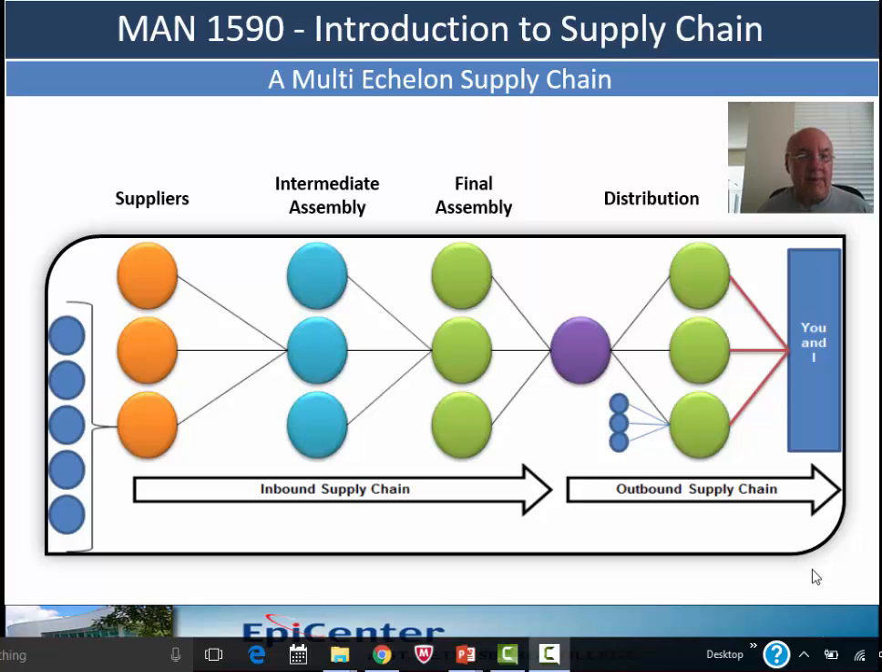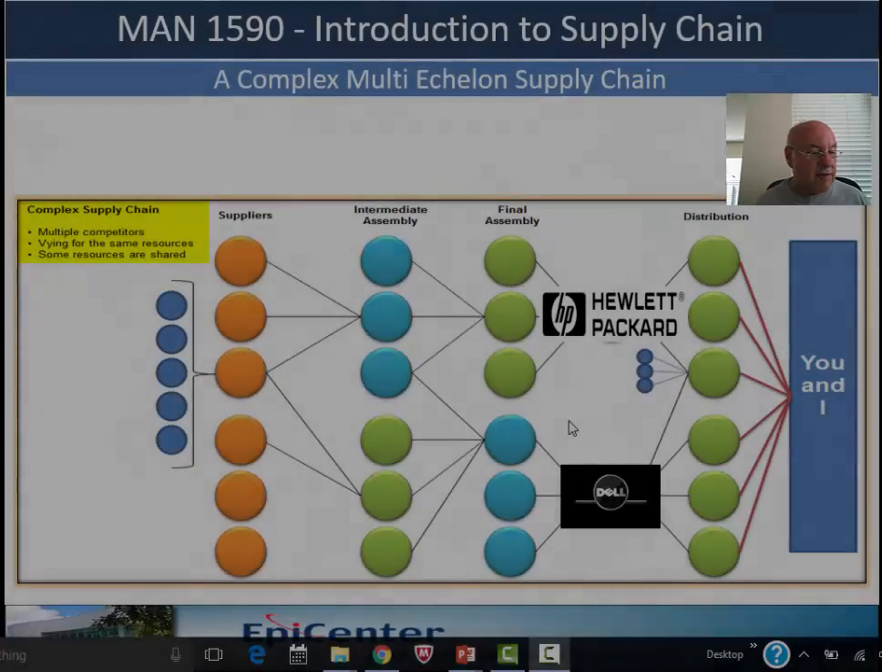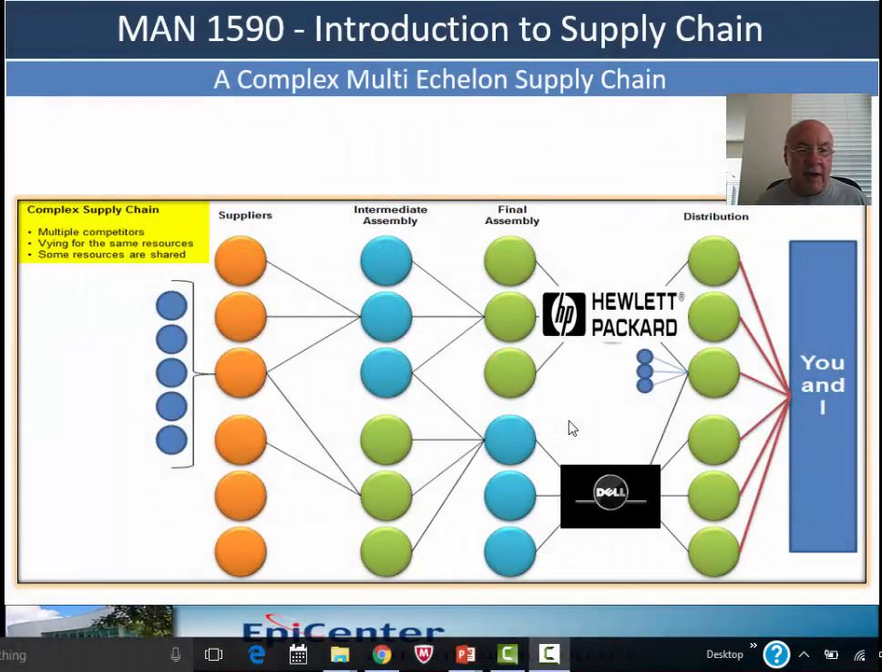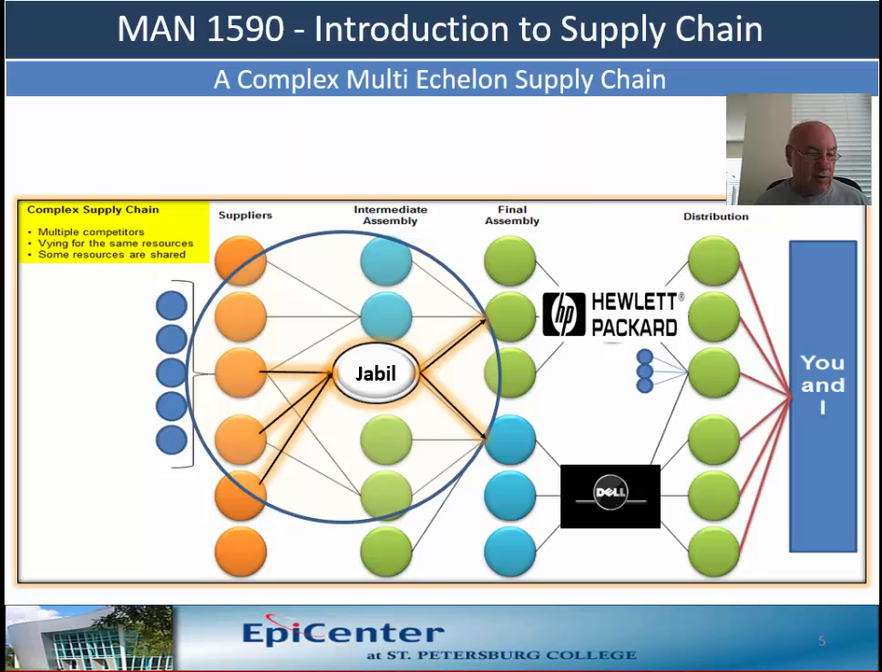The reality is that many companies compete for common scarce supply chain resources, requiring a more complex supply chain. Oftentimes, these resources are shared by many companies, and the supply chain now becomes a hybrid configuration of tree and fully connected network topologies. Here we have an example of two local companies, Jabil and Tech Data, whose resources are shared by two major competitors.